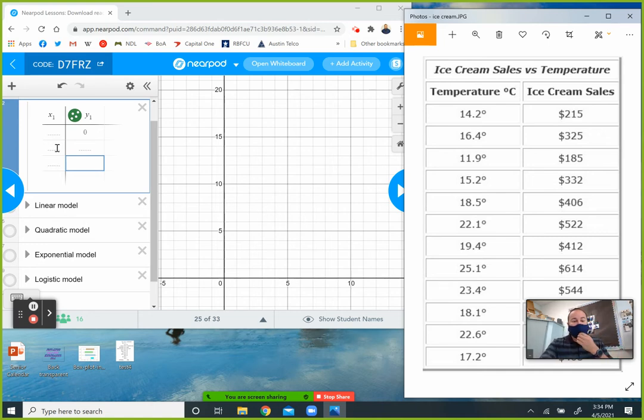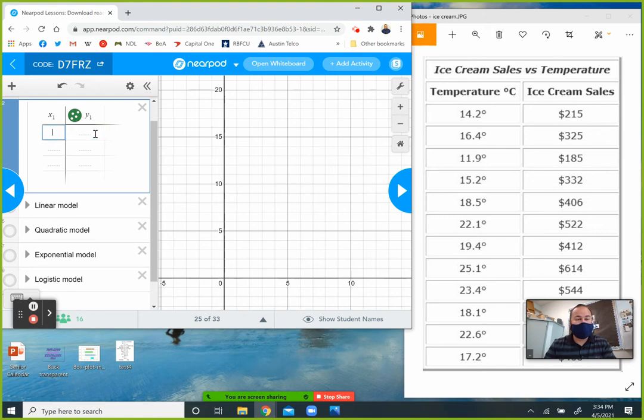So remember, temperature is X and ice cream sales is Y. Let's practice. This is the last practice you're going to have on this, because on Wednesday's assignment, y'all are going to be doing it completely on your own. I'm going to show you one more thing, and then you can do it on your own.